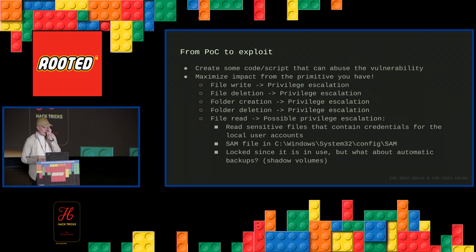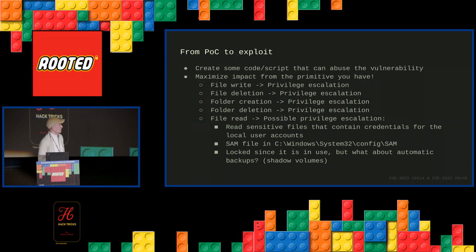So now that we have a proof of concept, we want to turn it into an exploit. So the difference between a proof of concept and an exploit is that in the proof of concept, you just prove there's a vulnerability. So if you have remote code execution, maybe you just make it crash, or maybe you show that you can get control of the instruction pointer. But the exploit is actually abusing the vulnerability into some impact. And we want to maximize the impact from the primitive we have.